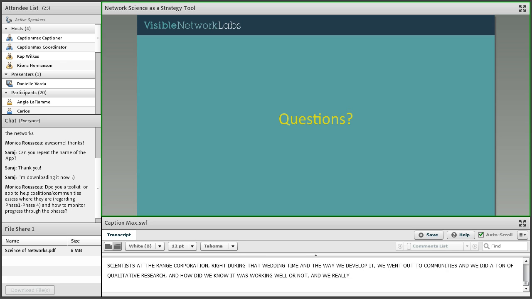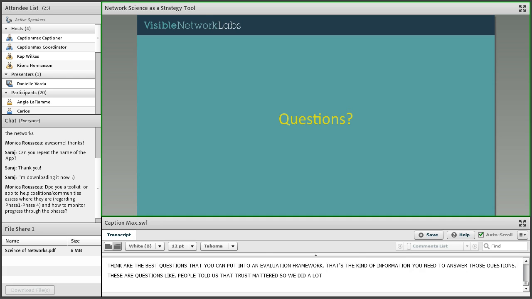But what we did to try to get better at that is when we built the partner tool, which was when I was a policy scientist at the RAND Corporation about 12 years ago. And that's when we developed the partner tool. The way we developed it is we went out to communities and did a ton of qualitative research. We asked them what was important to them in networking, how did they know it was working well or not, and just really listened.